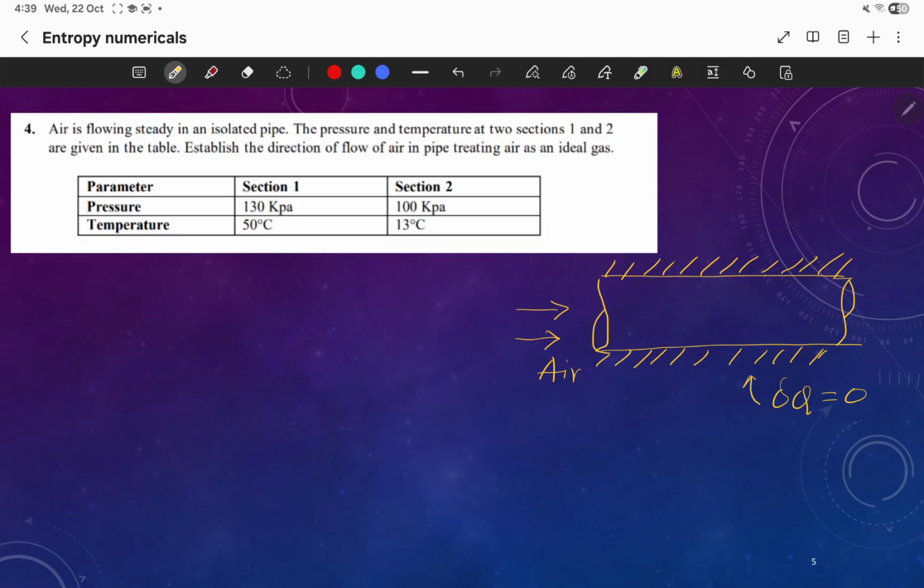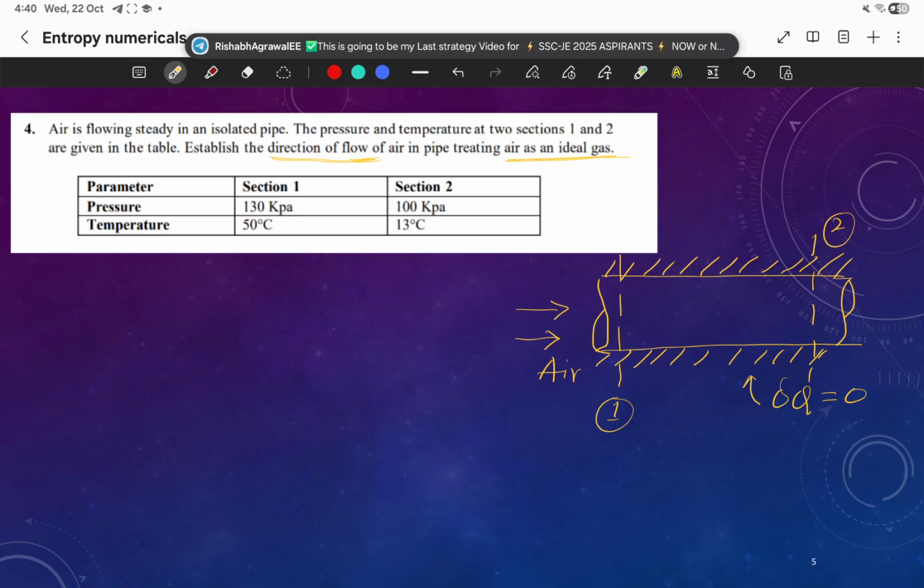Okay, the pressure and temperature at two sections 1 and 2, so this is region 1, this is region 2, is given in the table. Establish the direction of flow of air in pipe, treating air as an ideal gas, right? So it is what we have to calculate, the direction of flow. We have to calculate direction of flow, and it is given that it is ideal gas. So direction of flow, how we will calculate?